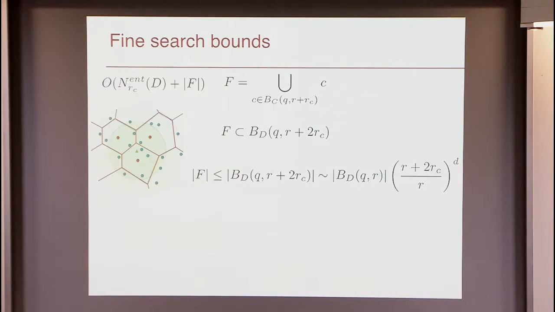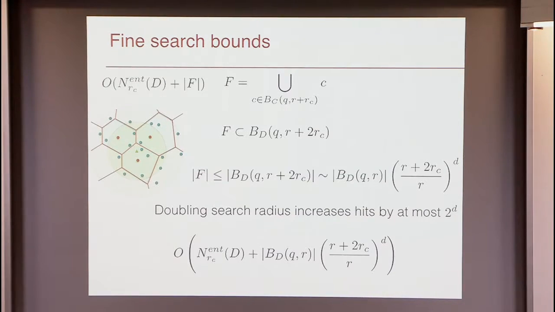And this is just the output size. This is how many items within our database are within radius r of query q. Well, we have to consider them because we're going to output them. The idea is that doubling the search radius increases the number of hits by at most 2 to the D. So if D is high, this is bad when we have to do our fine search. But it turns out, so this is our final complexity. And we've got the coarse search here, the fine search here.